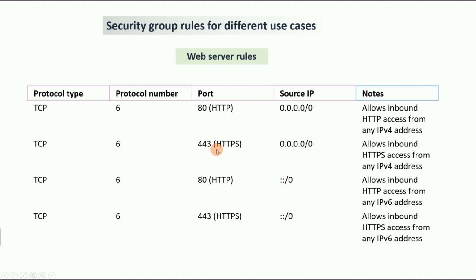And then port number 443, basically it is used for HTTPS. So this is again 0.0.0.0/0. It allows inbound HTTPS access from any IPv4 address. And now same is again for port 80 and port 443, but here source is ::/0. So the only difference is that previous rules were allowing traffic for IPv4, but now these last two rules are allowing traffic for IPv6.